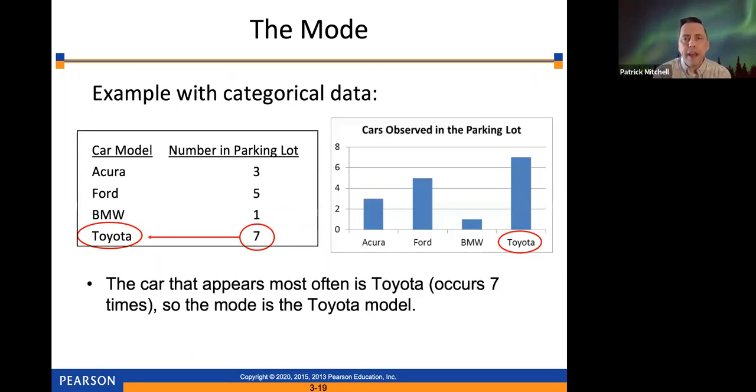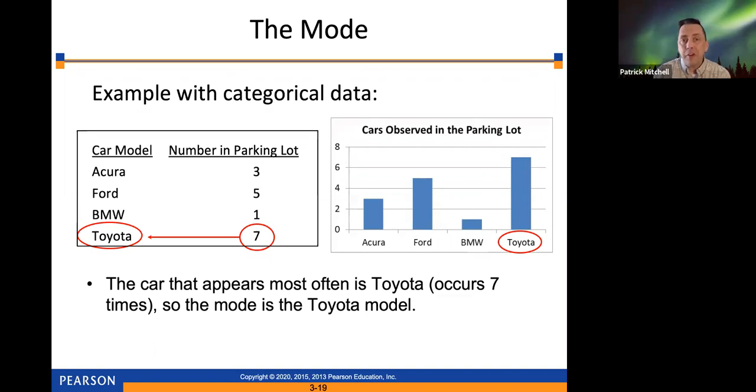Here's an example with categorical data. If you were to look at the cars in a parking lot and write down how many there are of each model of car, there are 3 Acuras, 5 Fords, 1 BMW, and 7 Toyotas. The car that appears most often is the Toyota, which occurs 7 times. So the mode is the Toyota model.